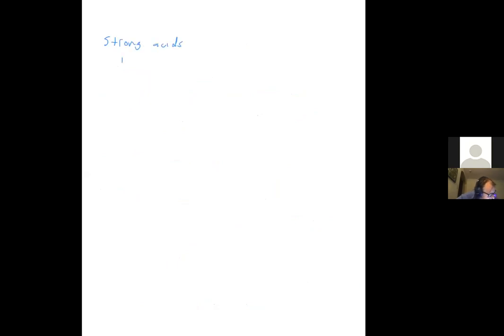Generally there's like 7 or 8 of them: HCl, HBr, HI. Okay, then you have, so those are 3 of them. I'm going to put a different row here, a different column. HNO3 is another common one. H2SO4 is another common one.